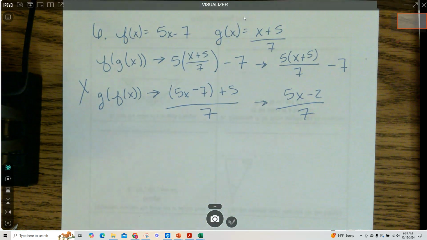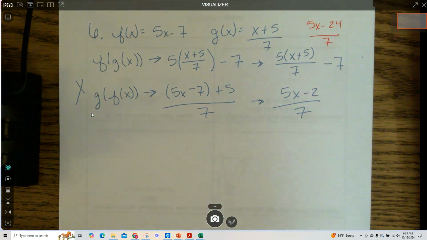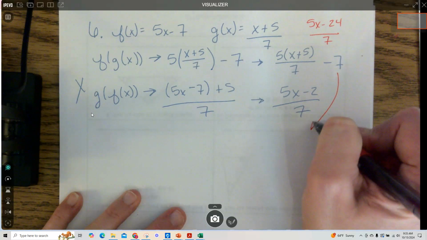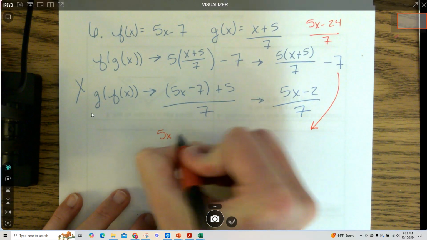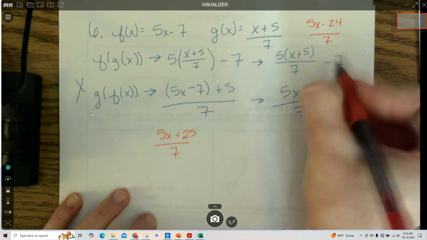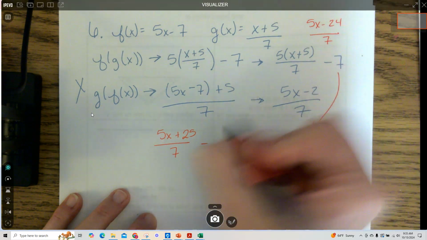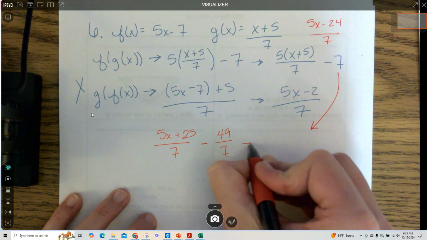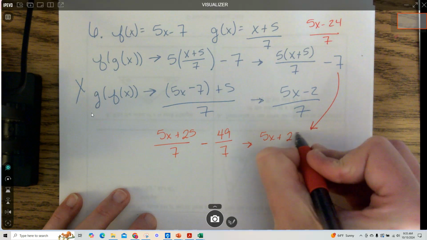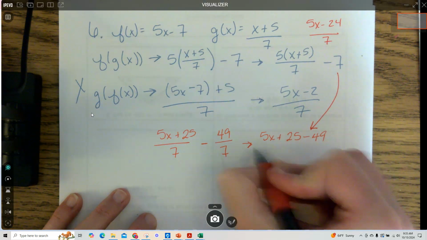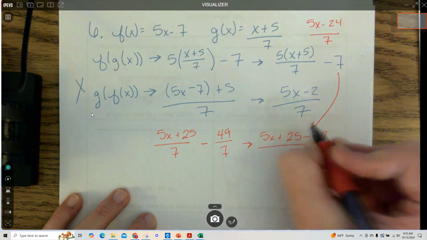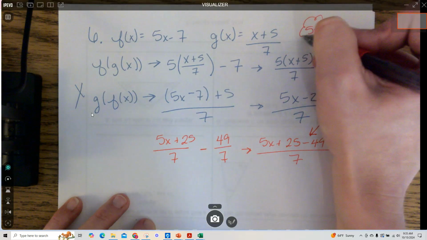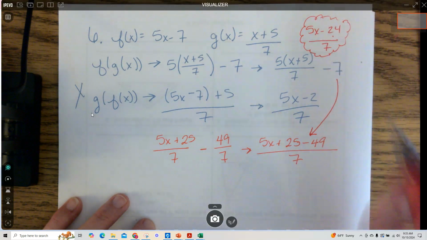All right, give me a second. If we need to simplify this one further, I would do 5x plus 25 over 7, and make the 7 into 49 over 7 so I have a common denominator. Now I have 5x plus 25 minus 49, all over one denominator. 25 minus 49 gives me negative 24. That's as simple as that one gets.